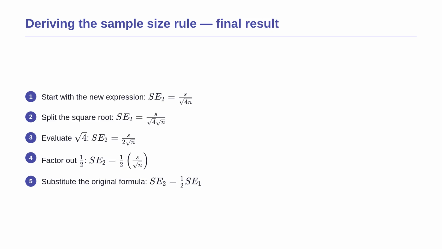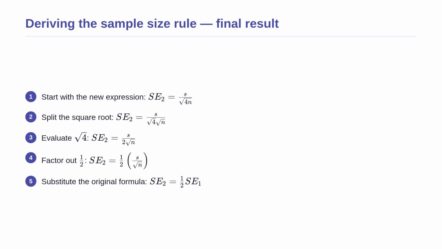Continuing from our setup, we now simplify the denominator of our new equation. By the properties of square roots, the square root of 4 times n can be split into the square root of 4 multiplied by the square root of n. Since the square root of 4 is exactly 2, we can pull that 2 out to the front of the denominator. We can then factor out the fraction 1/2, leaving us with 1/2 multiplied by s over the square root of n.